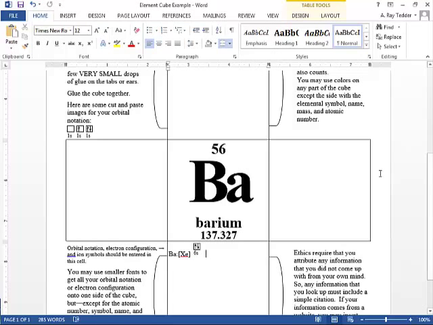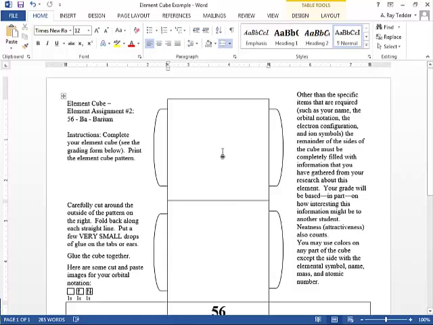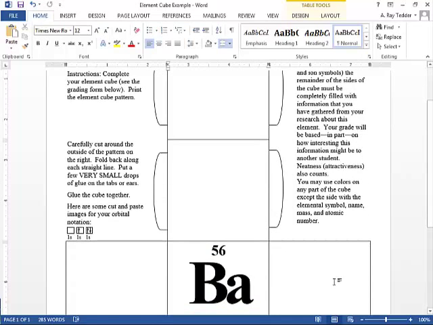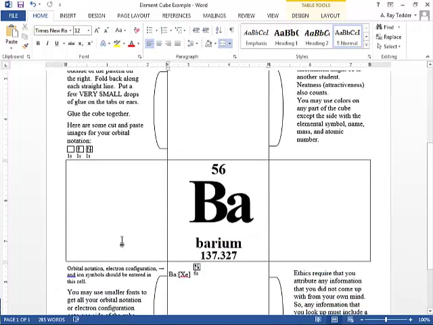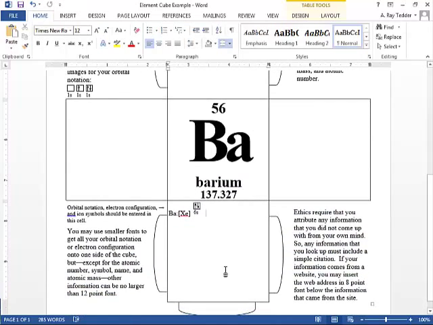So research information goes in the... Your research information, interesting stuff about elements goes here, and here, and here, and somewhat in here. Okay? All right? The specific information, orbital notation, electron configurations, and ion symbols go down here. And this right here is where you're going to put your element information that actually shows in the front of the periodic table. Okay?